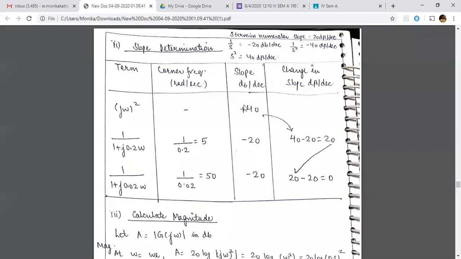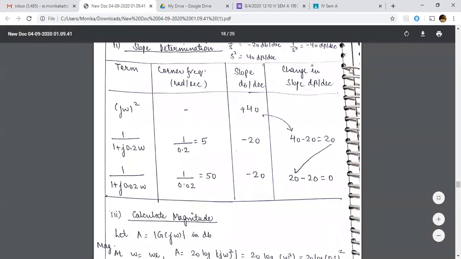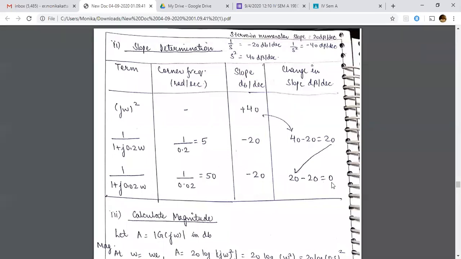Fine. Now the last column gives you change in slope. You have to write change in slope. What is the meaning of change in slope? You have to subtract. So 40 minus 20, how much is it? 20. And then 20 minus 20, you will get 0. You have to add. So when you add 40 and minus 20, you get 20. And with the resultant sum, when you further add minus 20, you get 0. Clear?